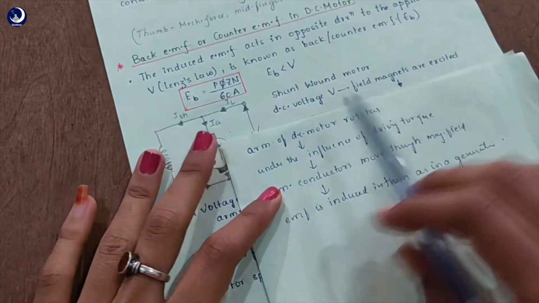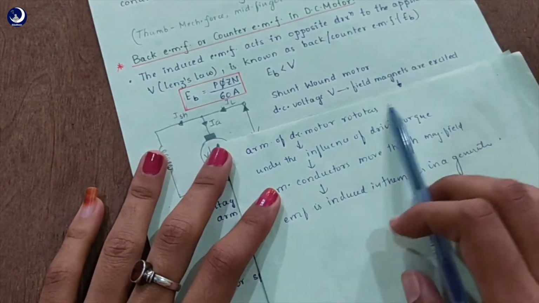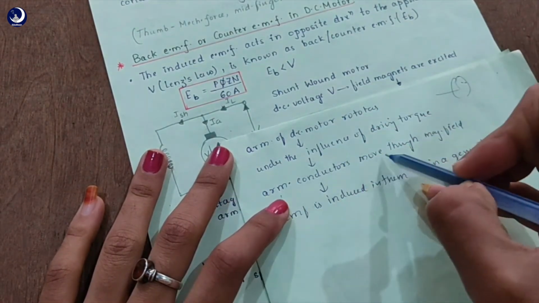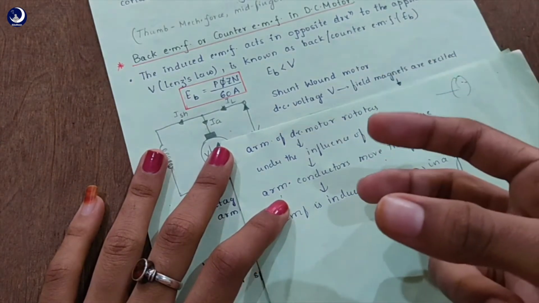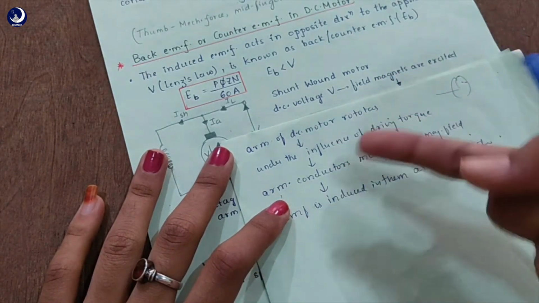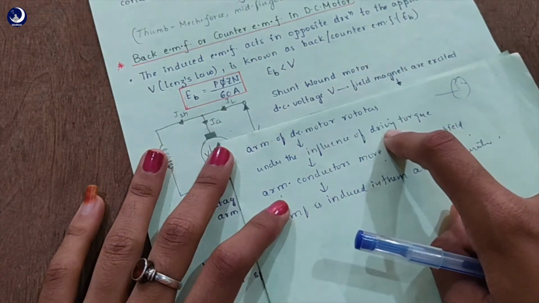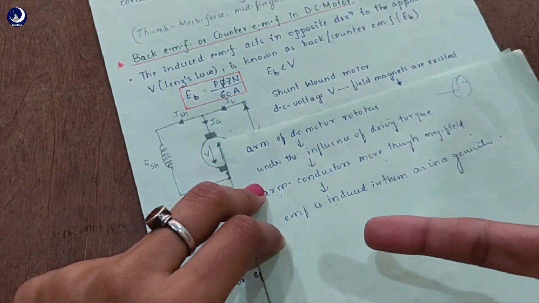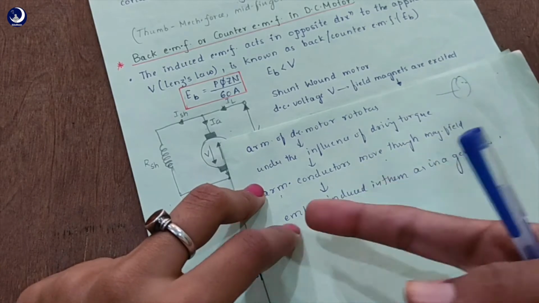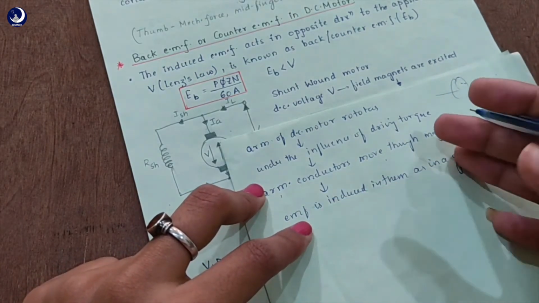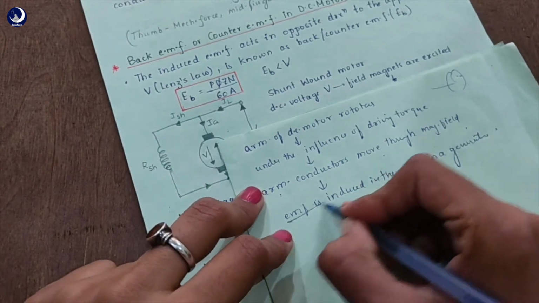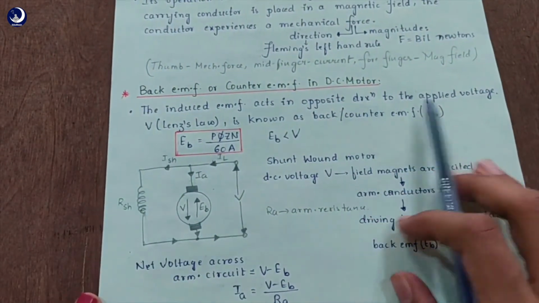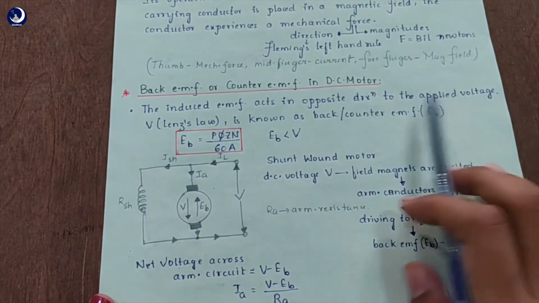When the armature of the DC motor rotates under the influence of driving torque, armature conductors move through the magnetic field. Since they are moving in a magnetic field, EMF is induced in them as in a generator. You got this? This induced EMF acts in opposite direction to the applied voltage, and that is according to Lenz's law.